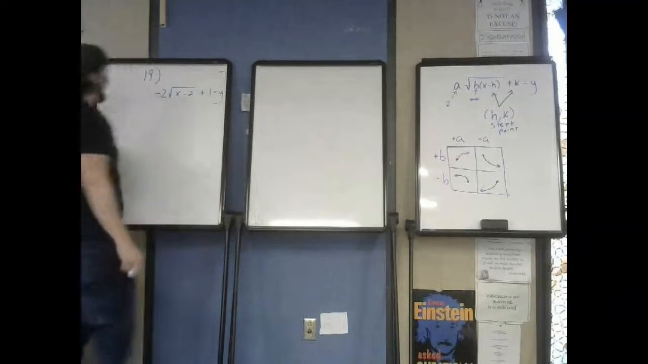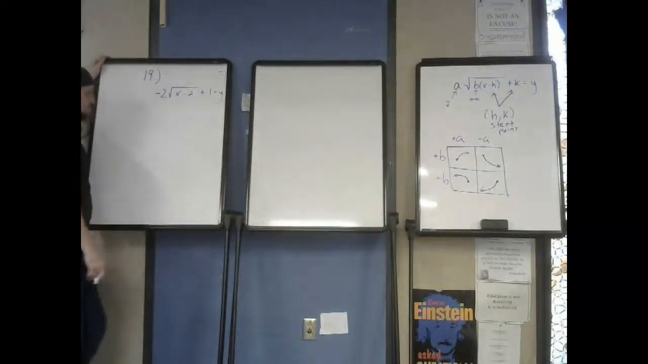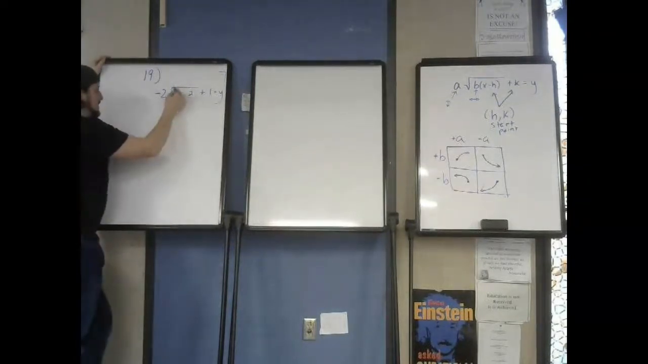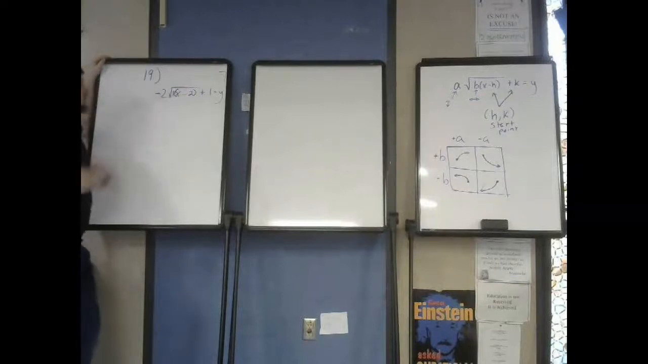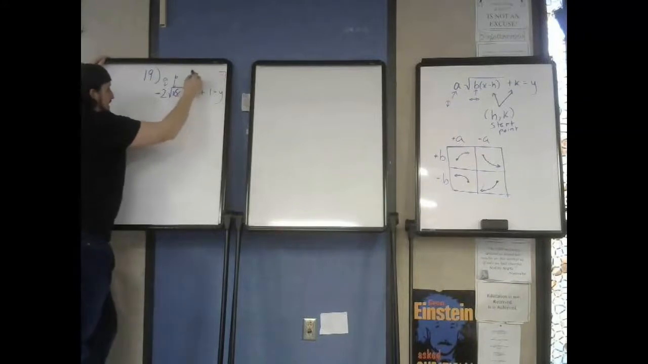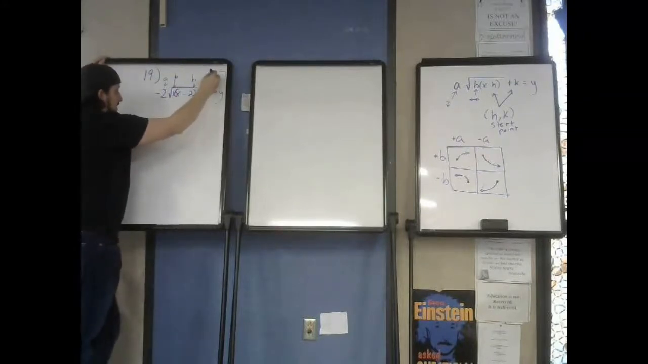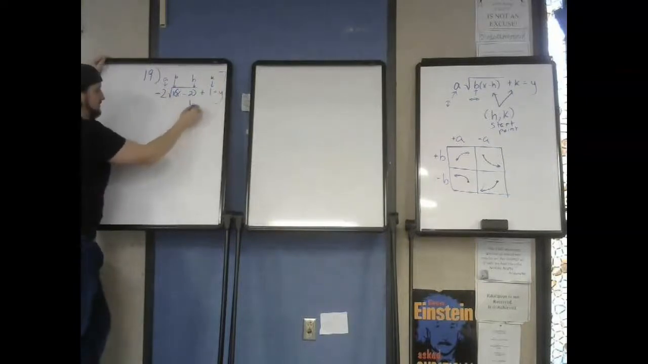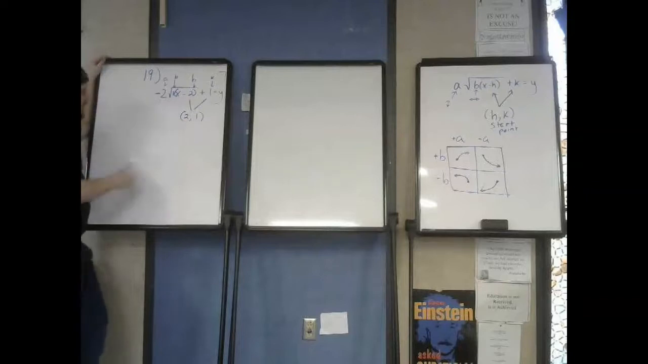So let's do this one here. The first thing that we're going to do is, I'm going to put a 1 there so we know that our B value is 1. So my A is 2, my B is 1, my H is this number here, and my K is this number here. So remember, our starting point is going to be these two numbers, the H and the K, but for the H, we're going to change the sign, and for the K, we won't. So that's my starting point.